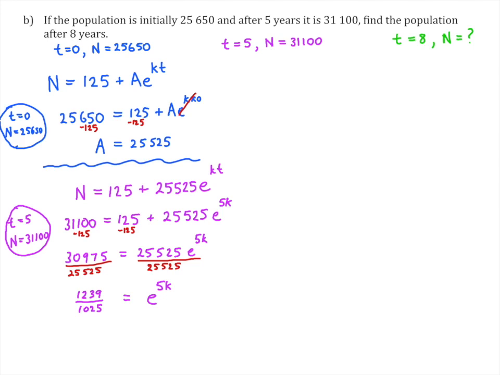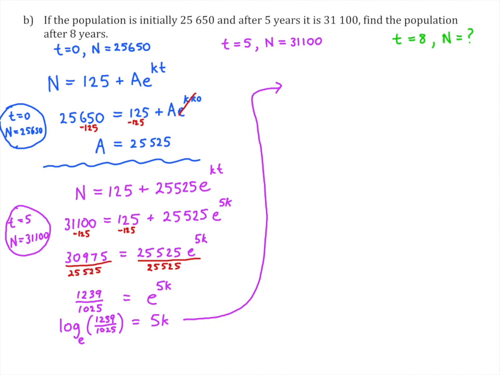Now, we've done some logarithms and exponential work. What I'm going to do now is take this that's written in index form and change it into logarithm form by sliding my base. If I slide that e across, I'll get log to base e of 1239 over 1025 equals 5k. Let's keep following this through.